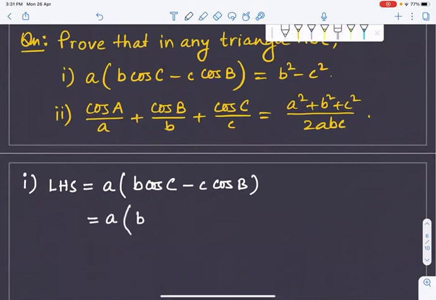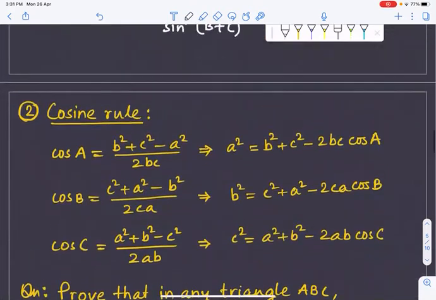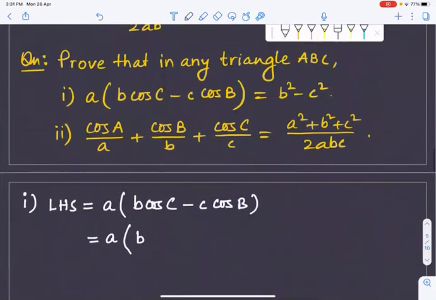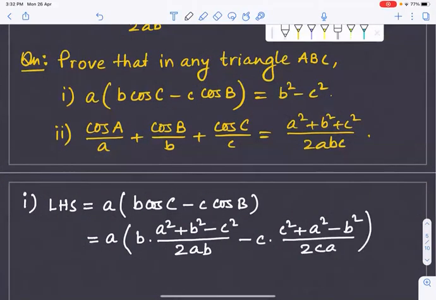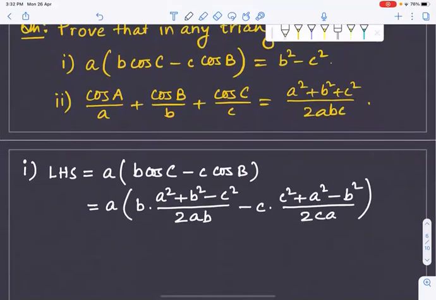B in cos C. So the cos C formula we have here. This cos C is A square plus B square minus C square by 2A. Let me write that. Cos C is A square plus B square minus C square divided by 2AB. That is multiplied with B minus C into cos B. Cos B means C square plus A square minus B square divided by 2CA. So this is the cosine rule that I have used for this question.